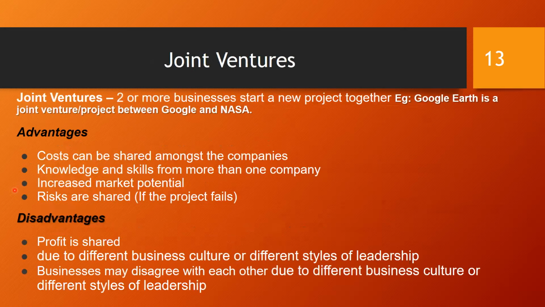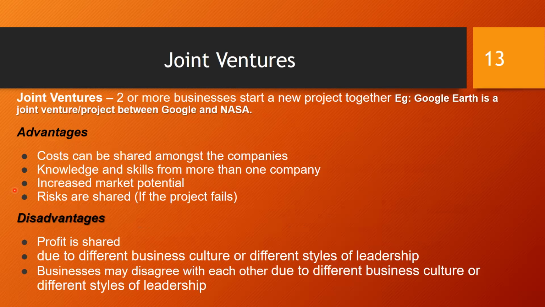Then we have what we call the joint ventures. Joint ventures, let's talk about, it's all about two already existing businesses which start a new project together. For example, Google Earth is a joint venture or a project for who? Between Google and NASA. They're the ones who came together and started Google Earth.